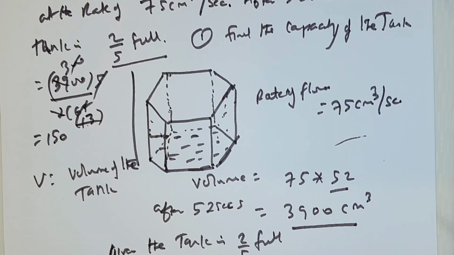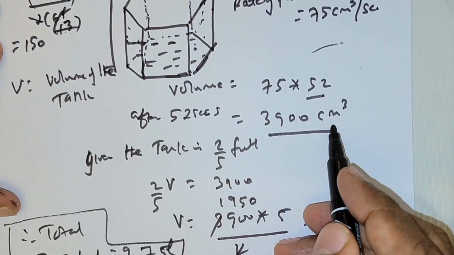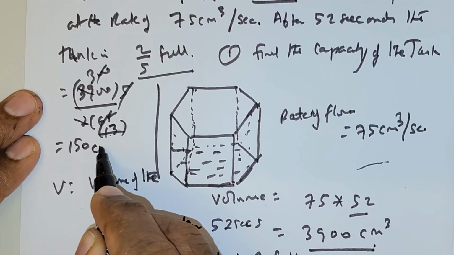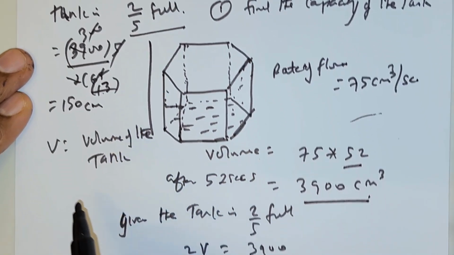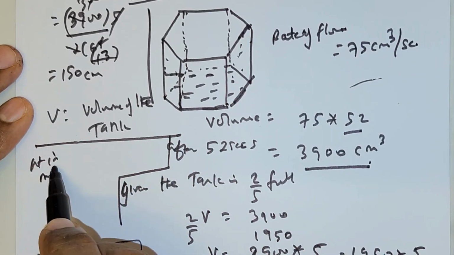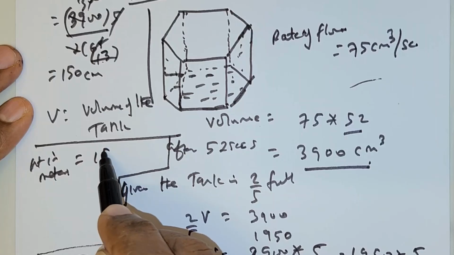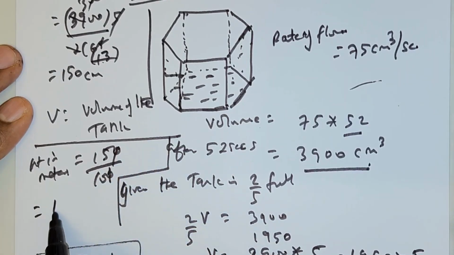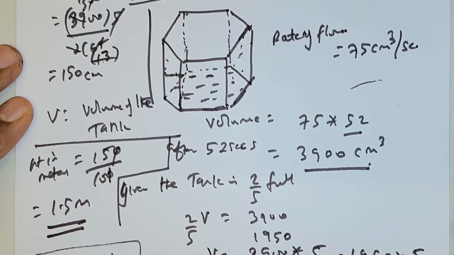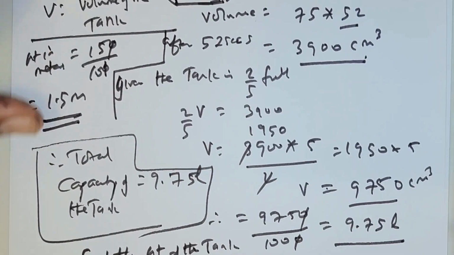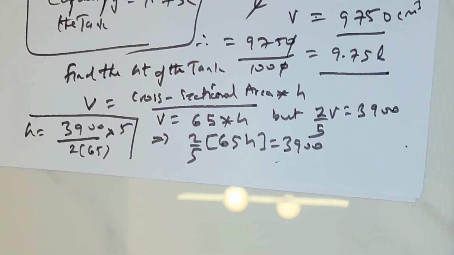But since we are dealing with cm, we place the value in cm, so 150 cm. But we have to give it in meters. So the height in meters is nothing but 150 divided by 100 to get it in meters. So this is going to be 1.5 meters. That's the solution for this question. Okay, I hope you are watching it.